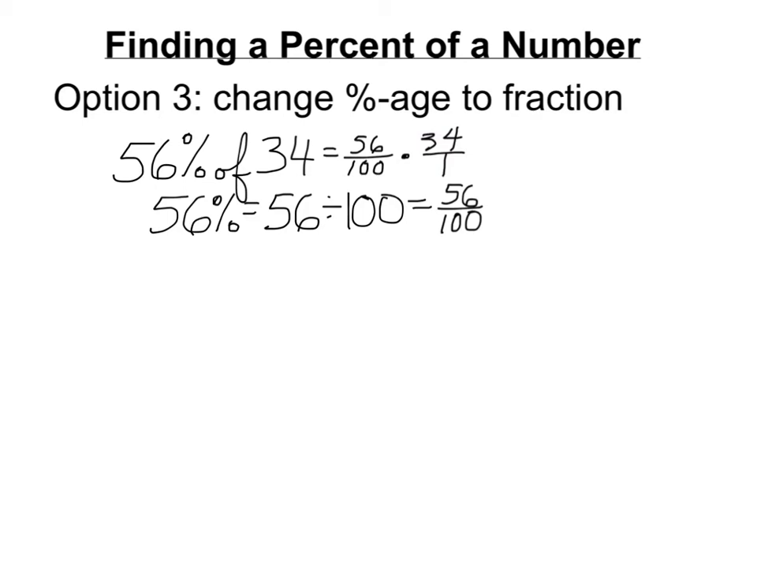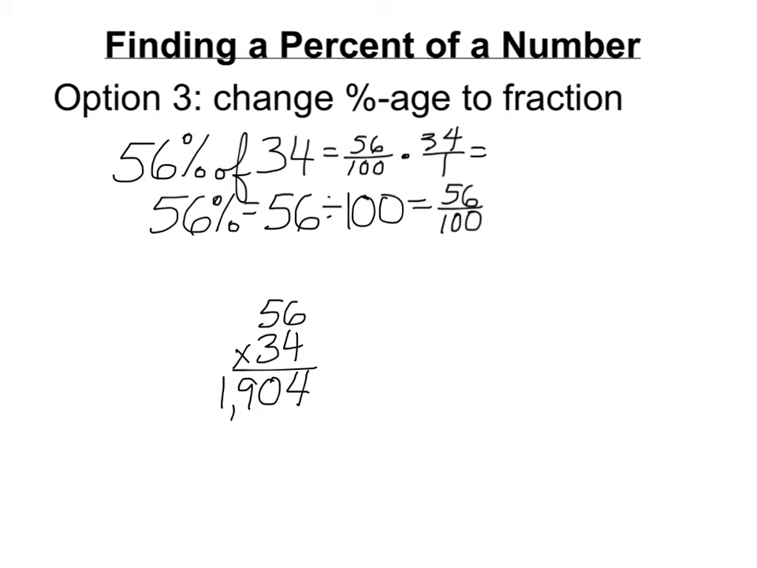And so we multiply. And lo and behold, once again, we have 56 times 34. Which, if we look back at the other problems, for the sake of speed, we know is going to come out as 1,904.